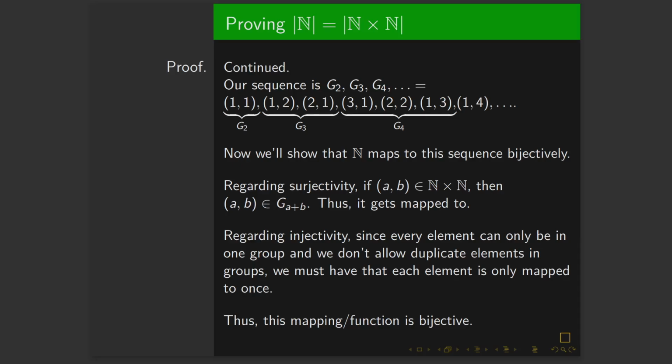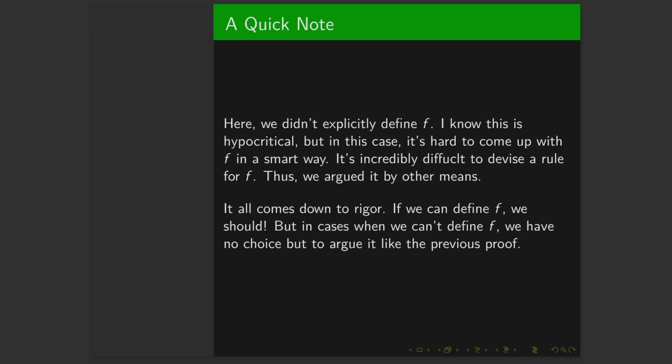This is why showing that we can arrange things in a sequence is sufficient. What's really annoying is we didn't explicitly define f. And I know last video we said that it's better to define f, but it's actually really hard to come up with f in a smart way. There's no really good function to derive it. So we had to argue it by other means.